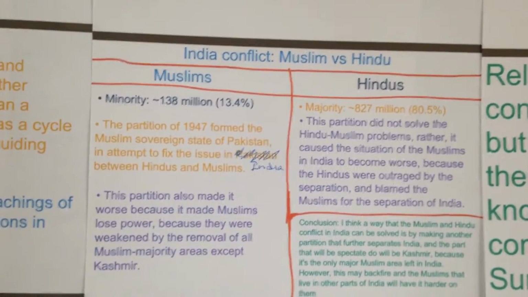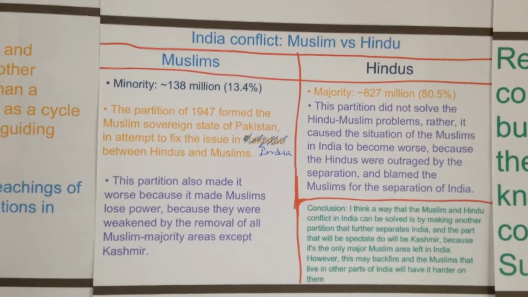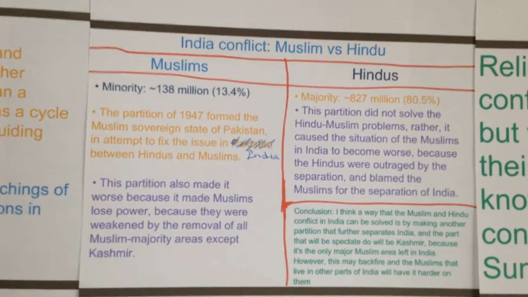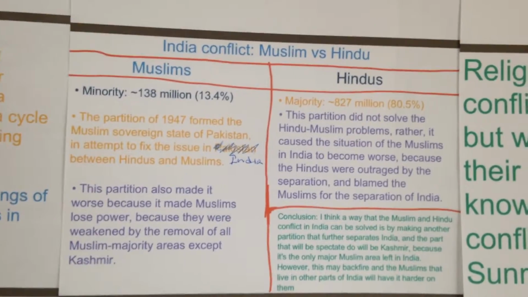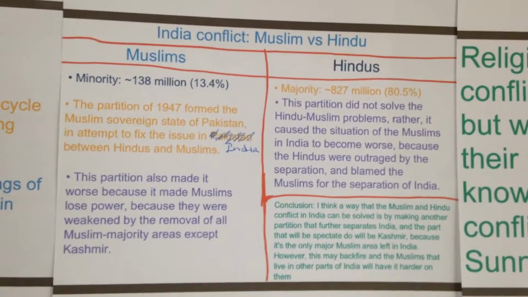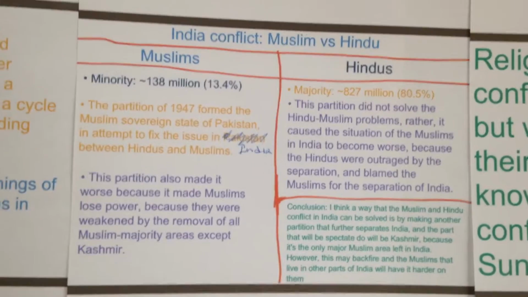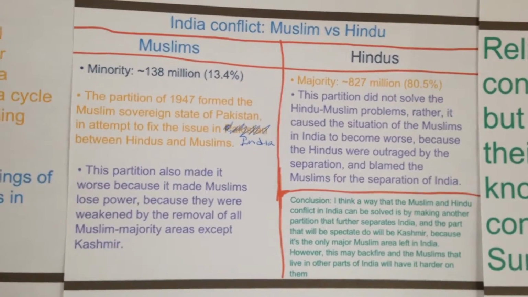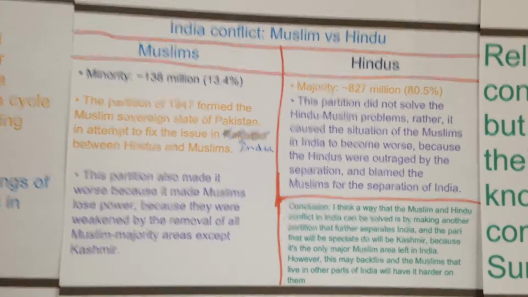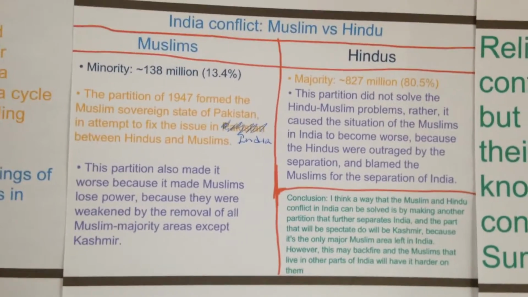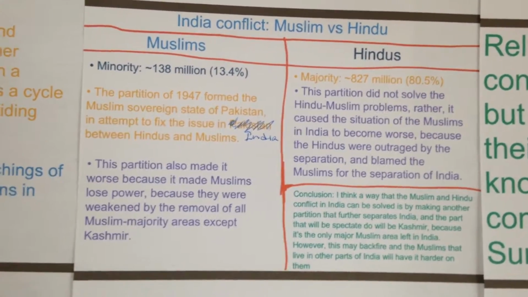So the conflict at hand in India is that the minority is Muslims, who make up 138 million of the population, or 13.4%. The majority is Hindus, 827 million, or 80.5%. The partition of 1947 formed the Muslim sovereign state of Pakistan in an attempt to fix the issue in India between Hindus and Muslims. The partition, however, did not solve the Hindu-Muslim problems.